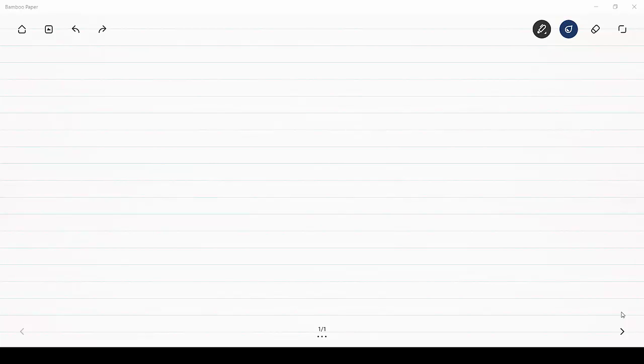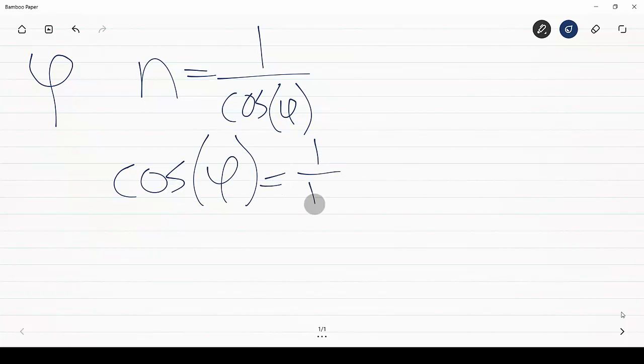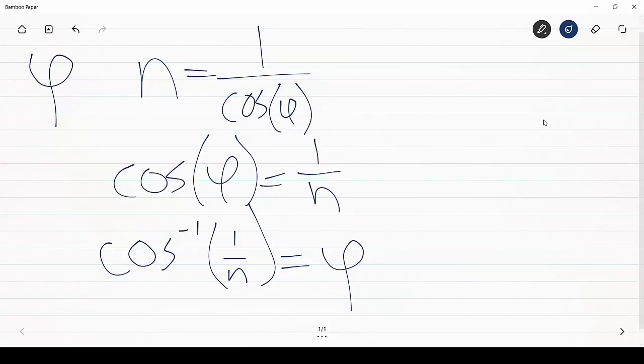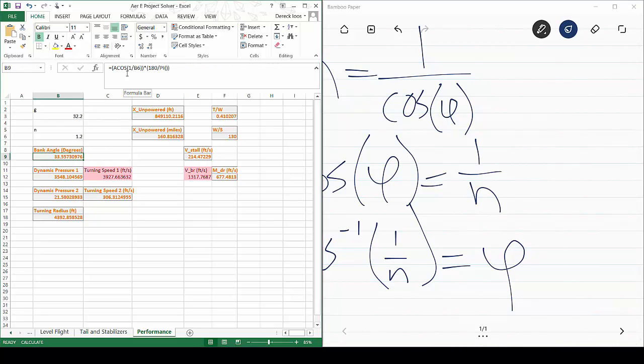Alright, so now let's solve for our bank angle, and remember bank angle is going to be designated by the Greek letter phi. So N is equal to 1 over cosine of phi. So we can determine that cosine of phi is equal to 1 over n. Thus, inverse cosine of 1 over n is going to be equal to our bank angle phi. And if we take a look back over here on the workbook, bank angle is equal to inverse cosine of 1 over B6, which is our load factor right here, and then we're going to translate it from radians into degrees, and we have a bank angle of 33.557 degrees.